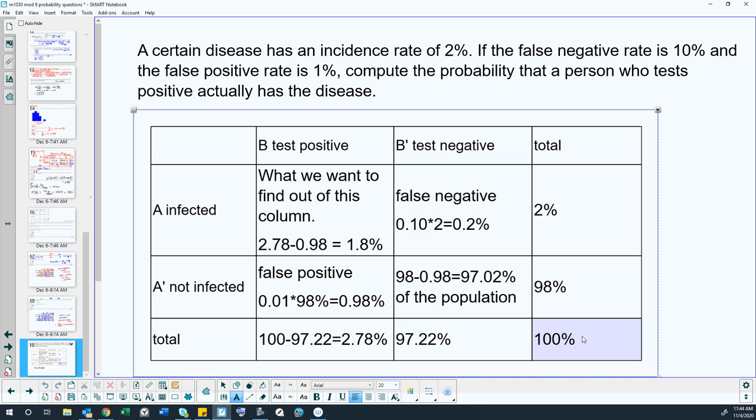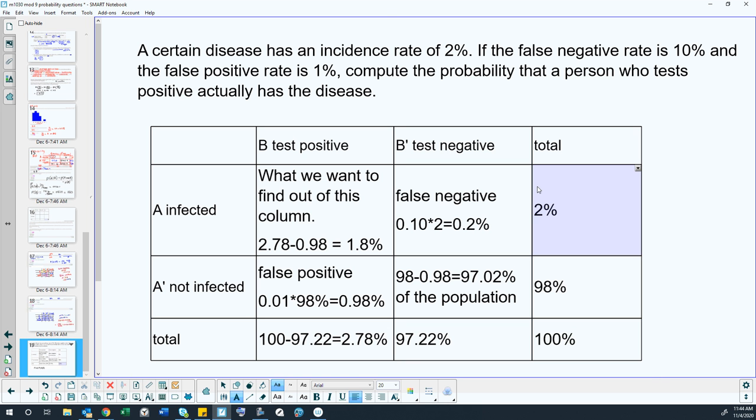So where did I get the 100? Well, 100% of the population, everybody. Where did I get the 2%? It tells me right here. A certain disease has an incidence rate of 2%. How did I get the 98%? Well, I simply took 100 and subtracted 2% and I got 98%. So these two numbers, 2 plus 98, add up to our 100%. Okay, so that last column of totals is what happened first.